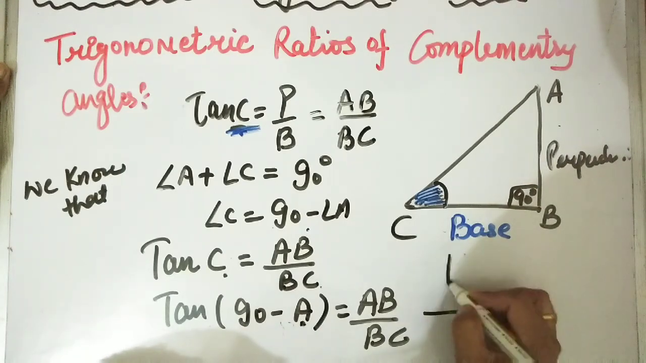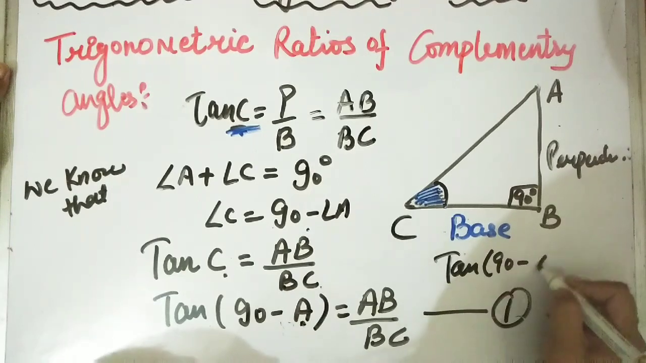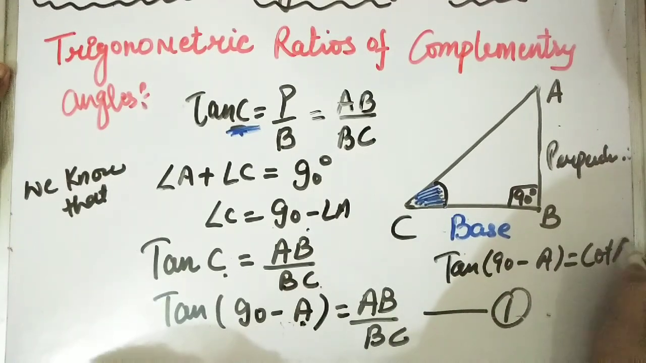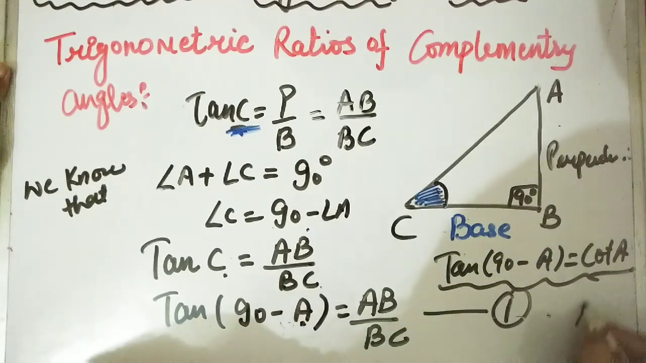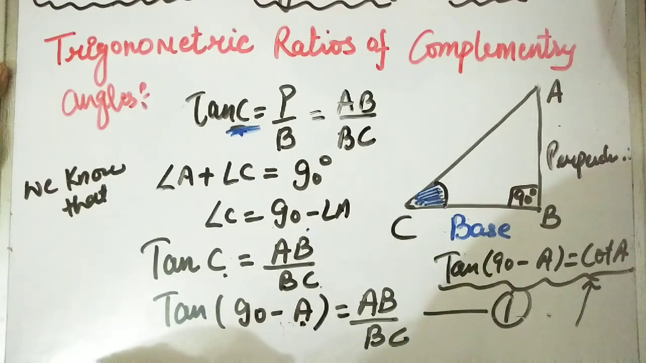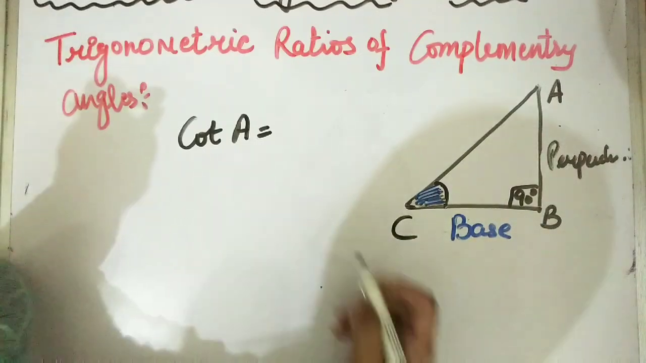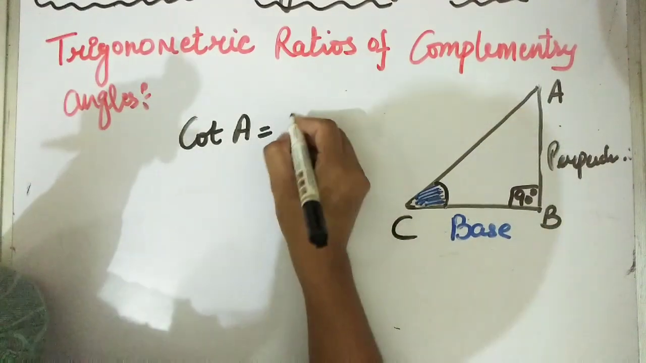I know that tan 90 minus A equals cot A. So without wasting a minute, I would like to conclude only cotangent A, right? So let's get the cot A. So students, what is cot A?